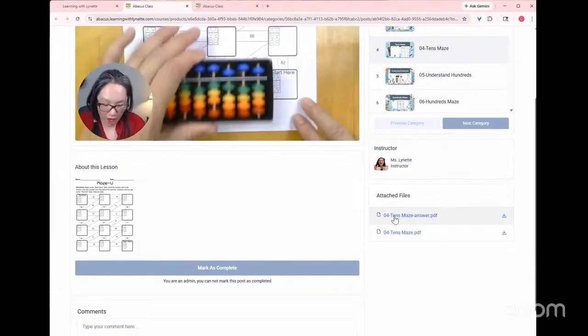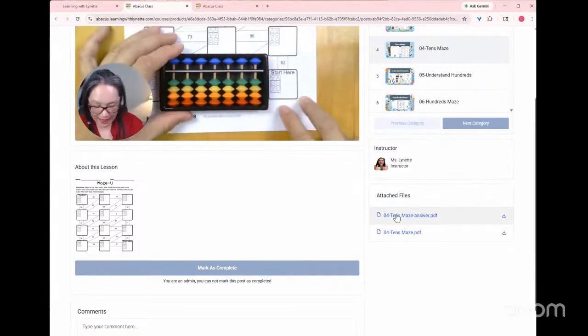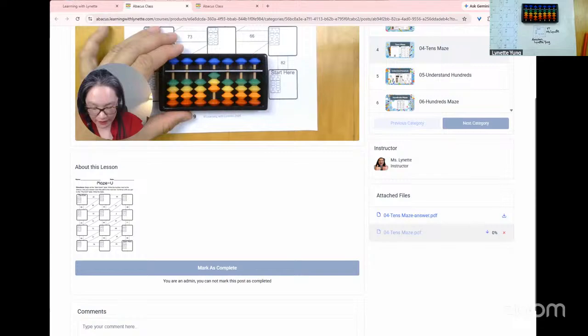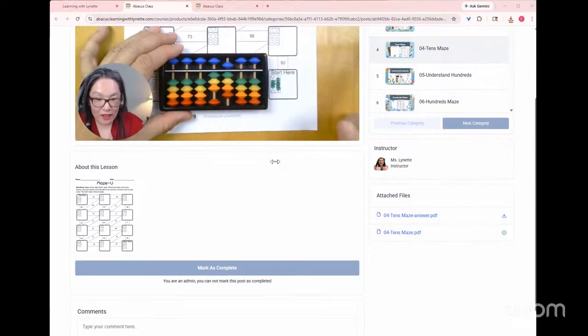Oh, you did give me the answers. And so when I went to, I'm like, wait a minute. So then I went and I printed off the one that didn't have the answers on the Abacus Maze A. Yes. So yeah. You show both of them.